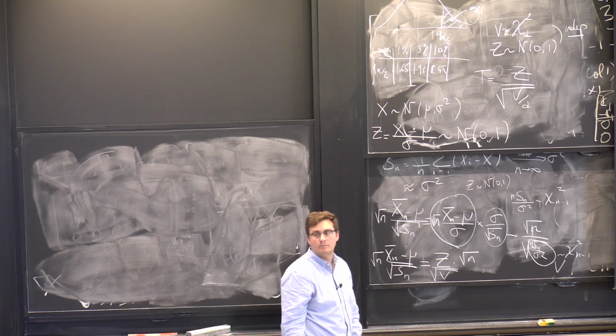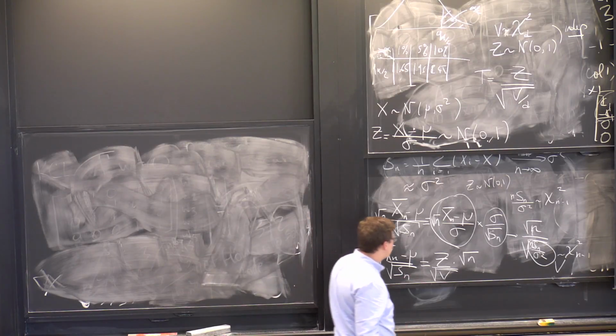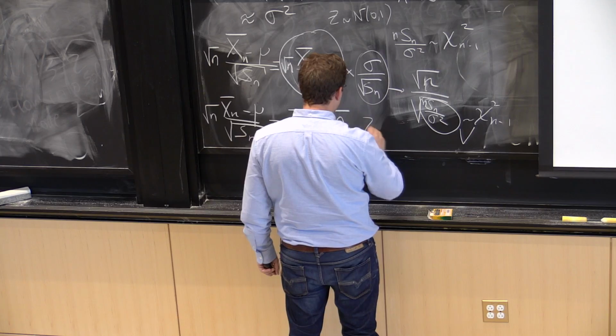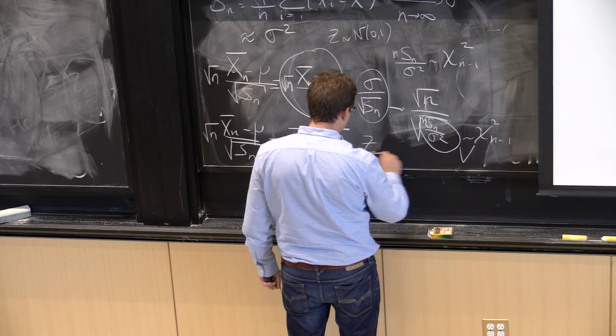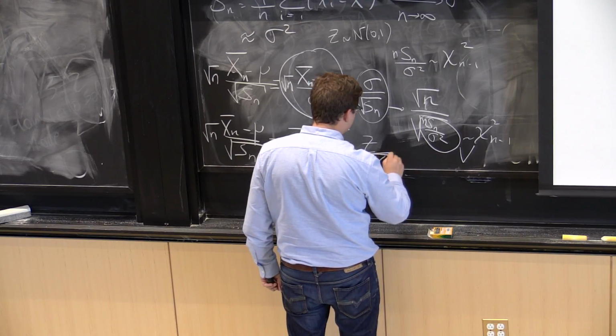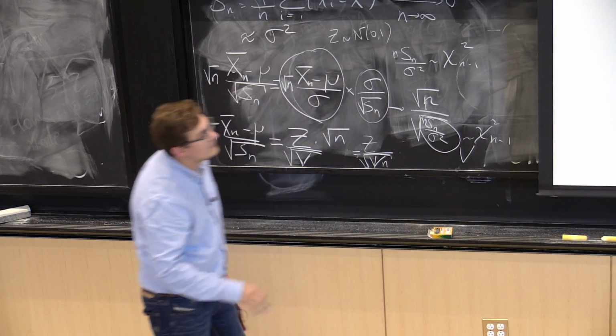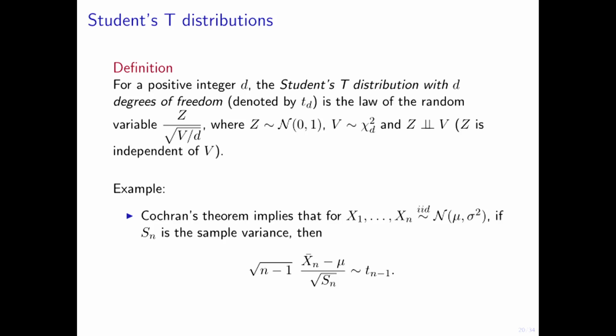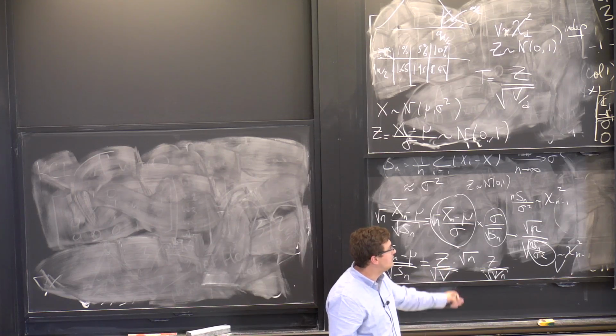OK? Everybody's with me here? Which I can rewrite as z times square root of v divided by n. And if you look at what the definition of this thing is, I'm almost there. What is the only thing that's wrong here? Is this a student distribution, right?